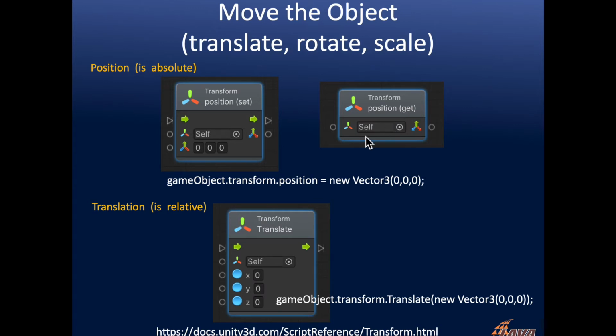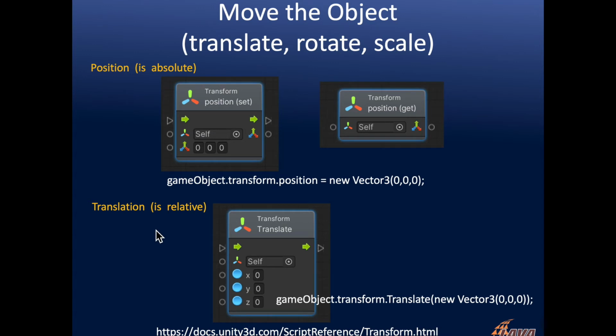Okay. In the previous video, you probably saw how you actually find these nodes, right? So refer back to that one if you've forgotten. But using this node is the equivalent of saying GameObject.transform.position equals setting it to a vector of 3 values, x, y, and z, right there.